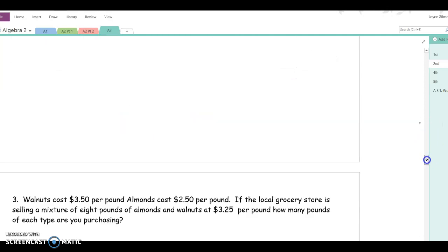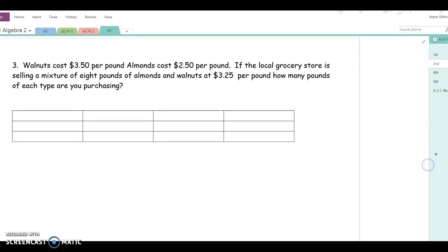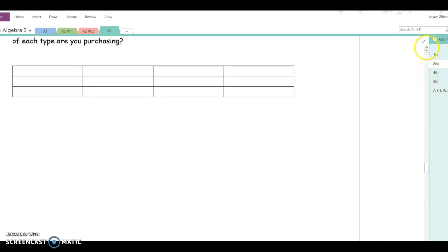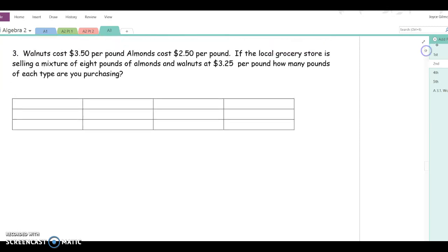All right, let's move on to number 3. Number 3 is the same kind of problem, but there's a little bit of a twist to it that I want to make sure you see. Walnuts cost $3.50 per pound. Almonds cost $2.50 per pound. If the local grocery store is selling a mixture of 8 pounds of almonds and walnuts at $3.25 per pound, how many pounds of each type are you purchasing?